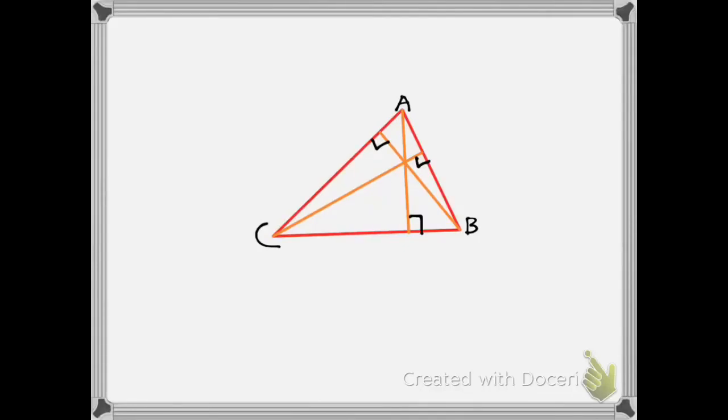Okay, so what we're looking at here is triangle ABC, and specifically we're concerned with H, which is the orthocenter of the triangle ABC. That is, it's the intersection of the altitudes, the perpendicular drop from B to AC, from C to AB, and from A to BC.